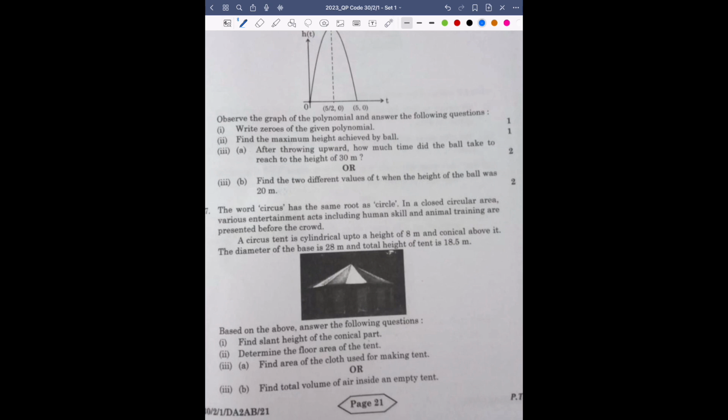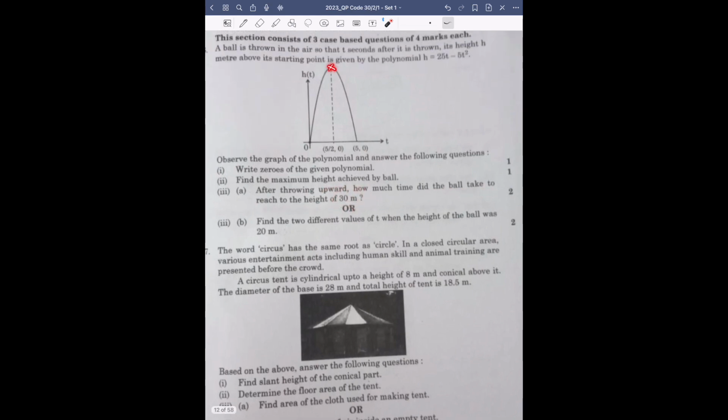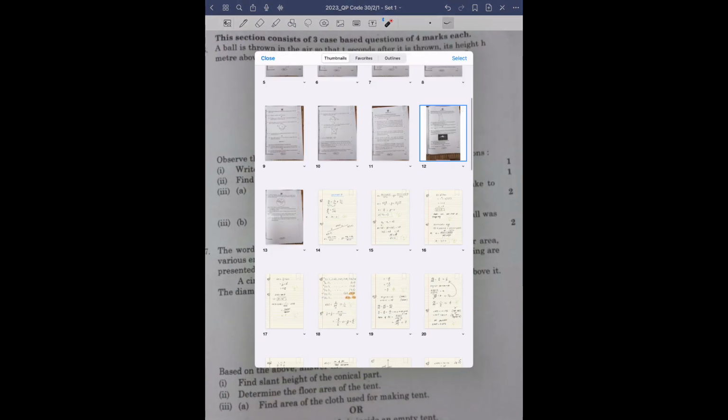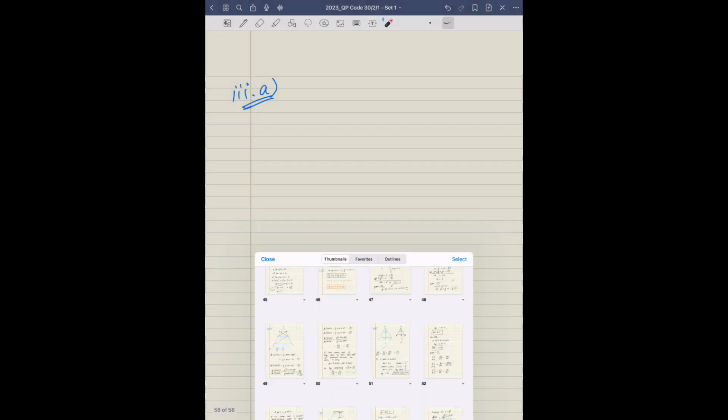After throwing upward, how much time did the ball take to reach the height of 30 meters? Just now we found that the maximum height is 31 point something. So it's asking at what time did the height become 30 meters? Very simple. You need to substitute 30 in place of h. So 30 is equal to what?